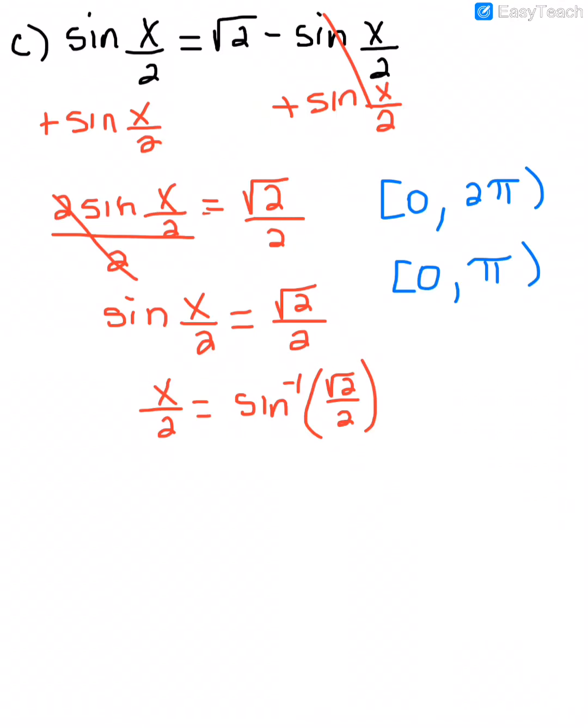So the places where sine is square root of 2 over 2 in the interval from 0 to pi would be at pi over 4 and at 3 pi over 4. All right, and then to solve for x, we would just multiply each term times 2.